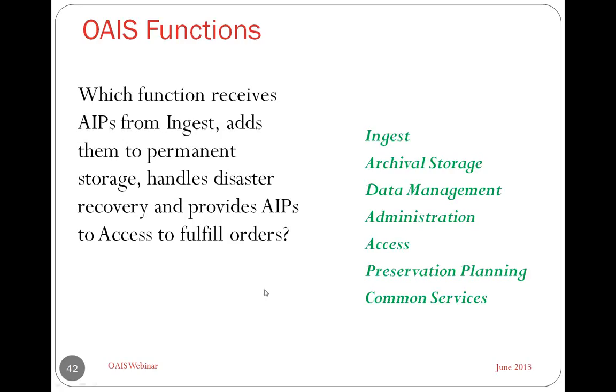All right, this function receives AIPs from ingest, adds them to permanent storage, and handles disaster recovery and provides AIPs to access to fulfill orders. So which one of the functions is this? Yep, there we go, archival storage. That's the correct answer.